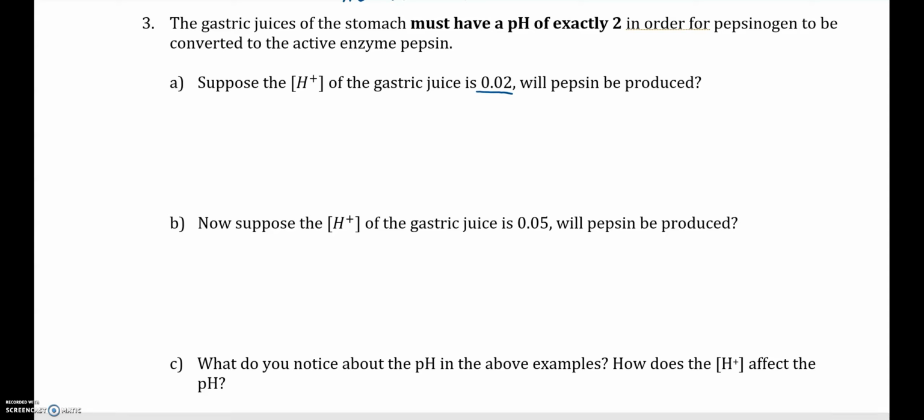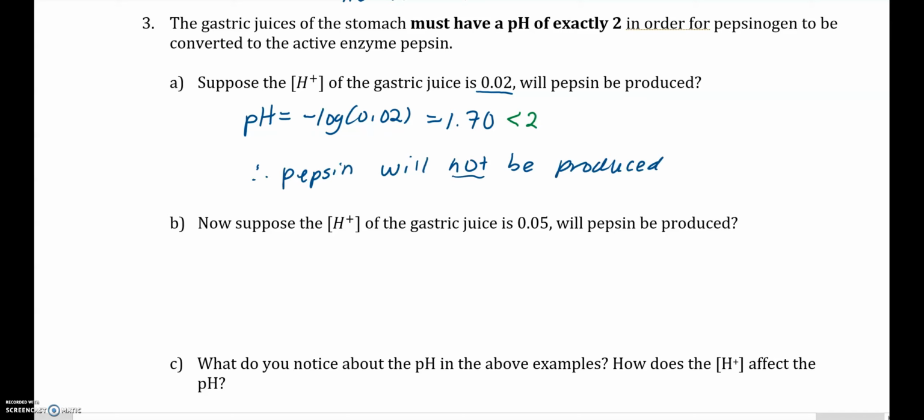We will compare that value to the required pH of 2 to determine whether or not pepsin will be produced. We find pH is equal to negative log of 0.02, which is equal to 1.70. We know that 1.7 is less than 2, therefore pepsin will not be produced. In a follow-up question, part B says, now suppose that the H+ of the gastric juice is 0.05. Will pepsin be produced now?